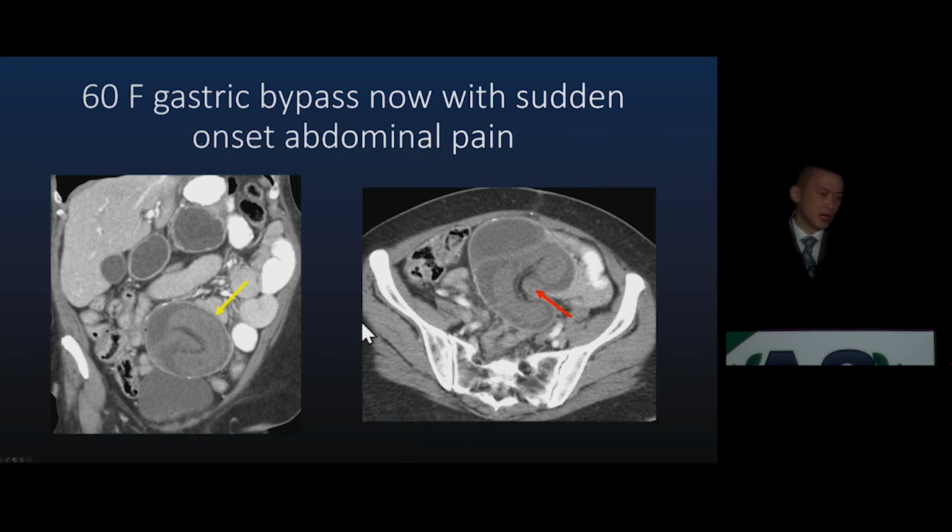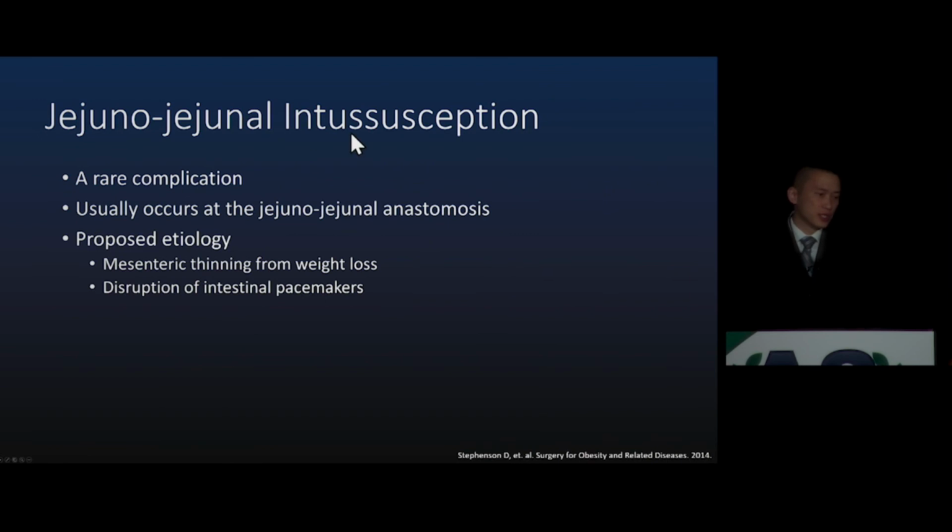This next patient, again, presents with abdominal pain. In this case, we do see this dilated bowel loop, and within this bowel loop, you see another bowel loop, and then you see mesenteric fat and vessels being pulled inside. So this looks like a jejunal-jejunal intussusception. This is a rare complication of gastric bypass. It typically occurs at or near the JJ anastomosis. Etiology is thought to be related to mesenteric thinning in the setting of weight loss or disruption of intestinal pacemakers.